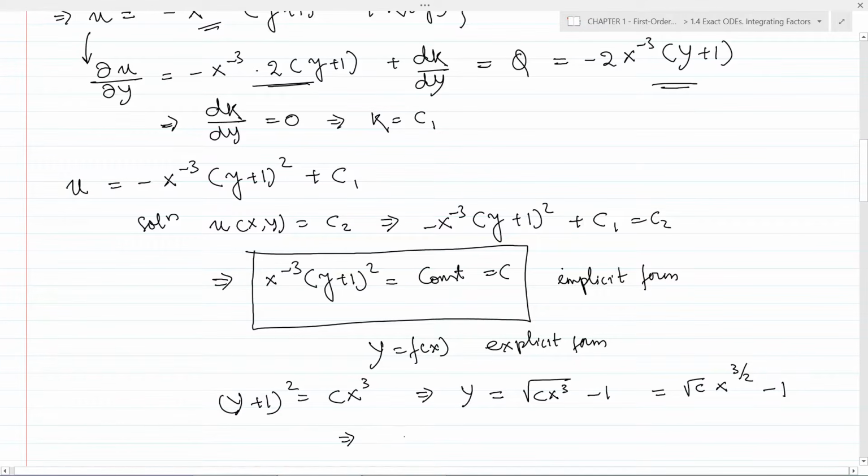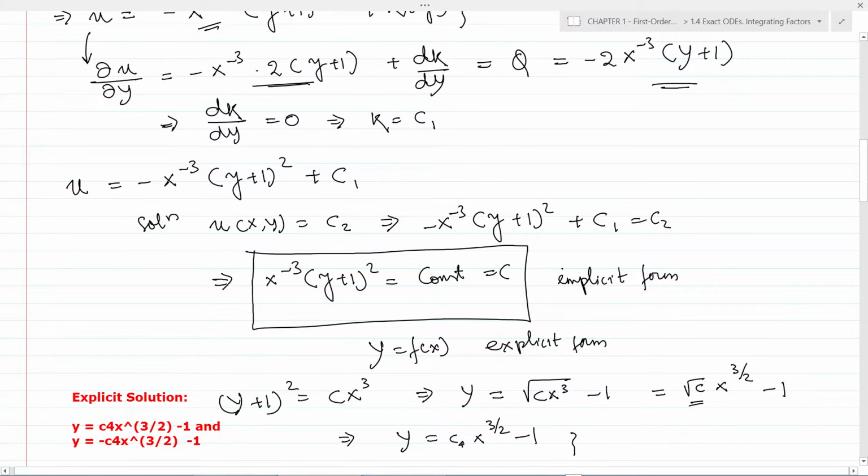So, the explicit form of the solution is y equal to, let us take the square root of c as another constant, let us say c4, x to the power 3 by 2 minus 1, and this is the explicit form of the solution.